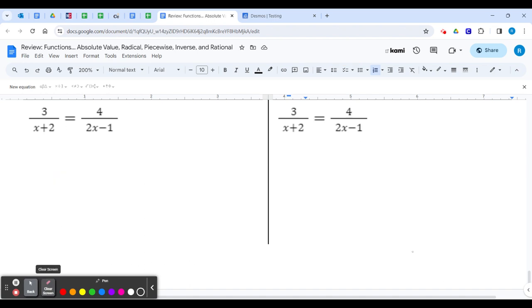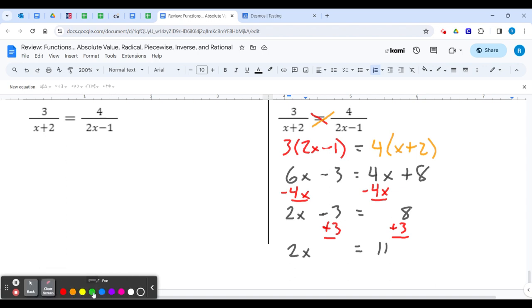And then finally, to get that x all by itself, oops, I just lost the steps here. Hold on. All right, I think I got everything back here. So we have 2x equals 11. So we need to divide by 2 to finish out this problem. And we get x equals 5.5, which was the same thing that we had when we solved it graphically as well.